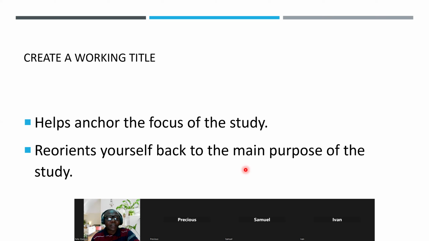But the aim is to help you focus on the study. You don't want to go outside the very focus of that particular study. So it helps anchor the focus of the study itself. And number two, it will reorient you back to the main purpose of that particular study. Maybe you are trying to pick up some samples, or collect some information or data. The working title will keep you on track. That is the concept. It keeps you on track when you are carrying out that particular study.